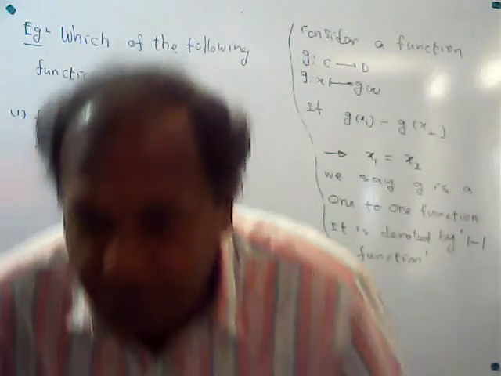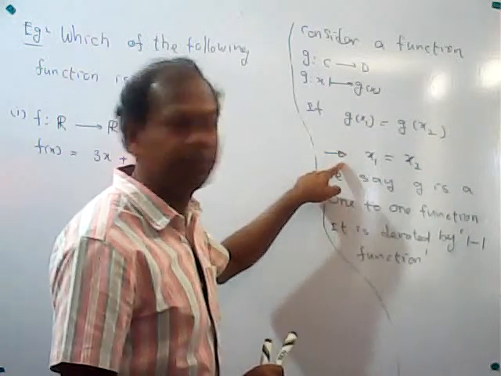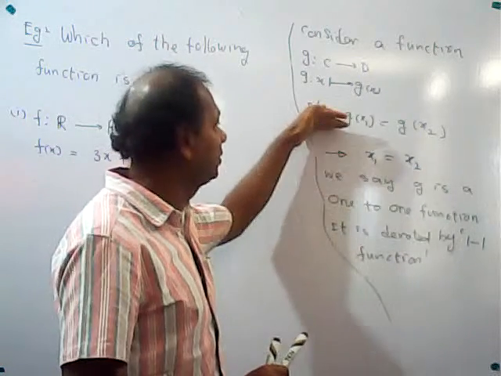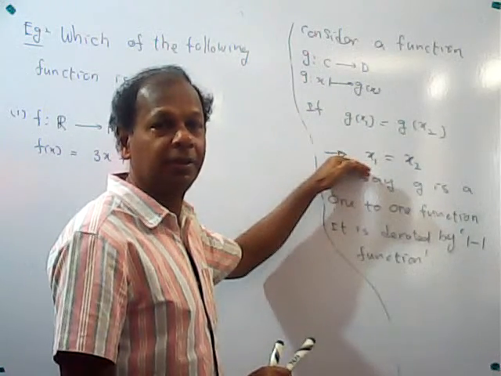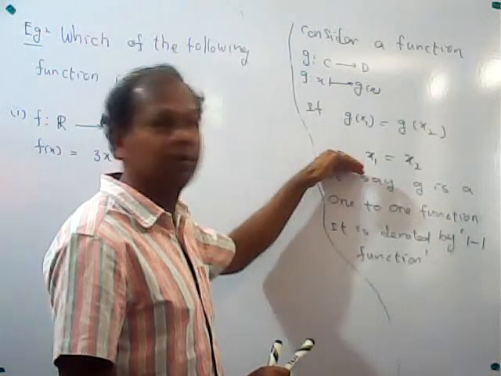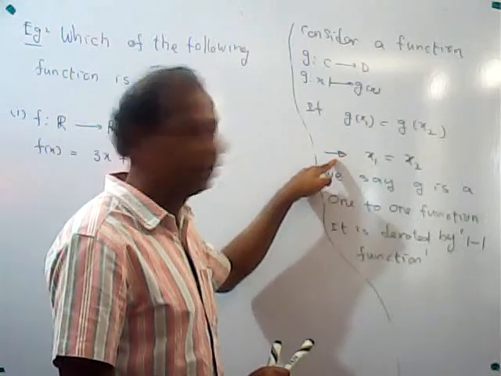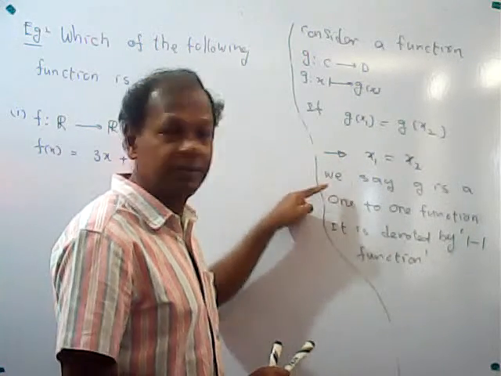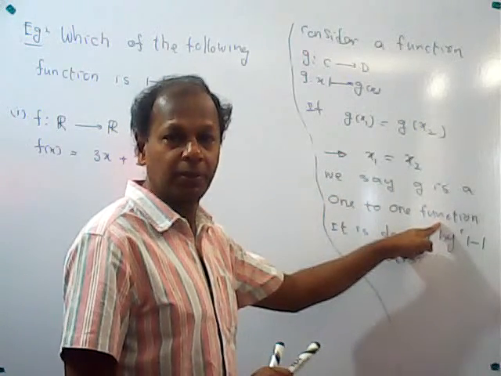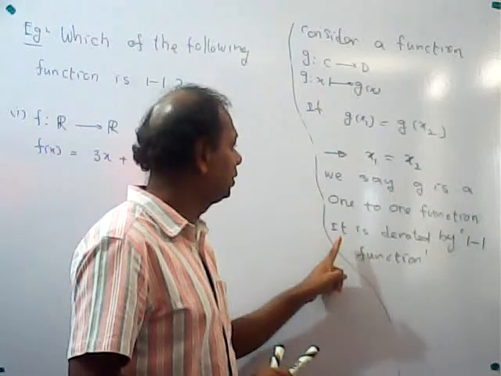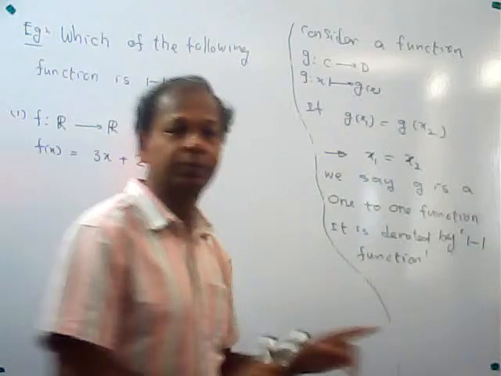What have you written after x1, x2? This is implies. From this, we get this. Make a conclusion. Right? Whenever this happens, then followed by this, this should also happen. Under this condition, this arrow, we say g is a one-to-one function. It is denoted by one stroke one function.